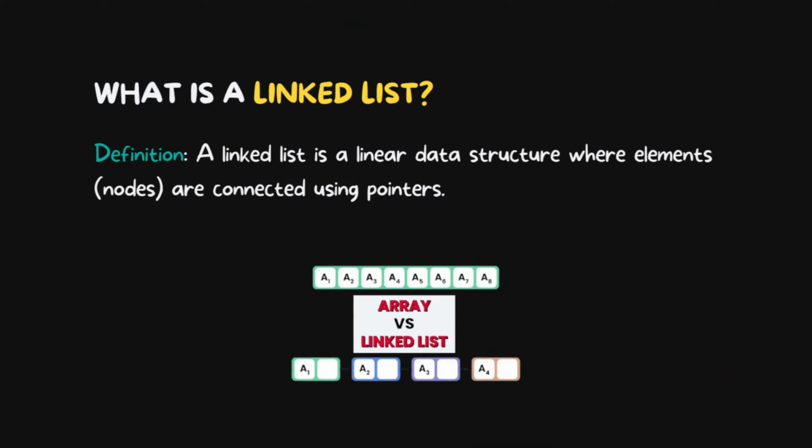Before we get into coding, let's first understand what a linked list is. A linked list is a data structure where elements called nodes are linked together using pointers. In an array, data is stored in a contiguous block of memory. This means every element is placed right next to the previous one. But in a linked list, each element or node is stored separately in memory and connected to the next node using a pointer. Think of it like a chain where each link is connected to the next one.